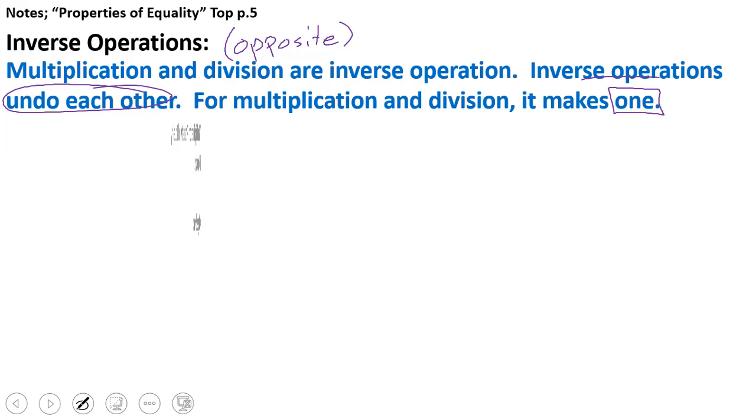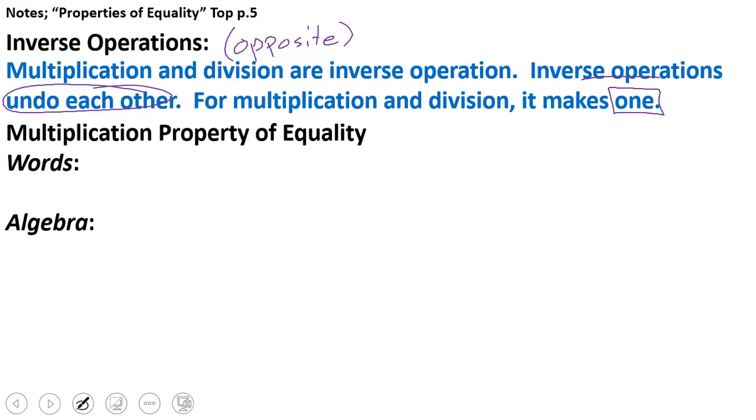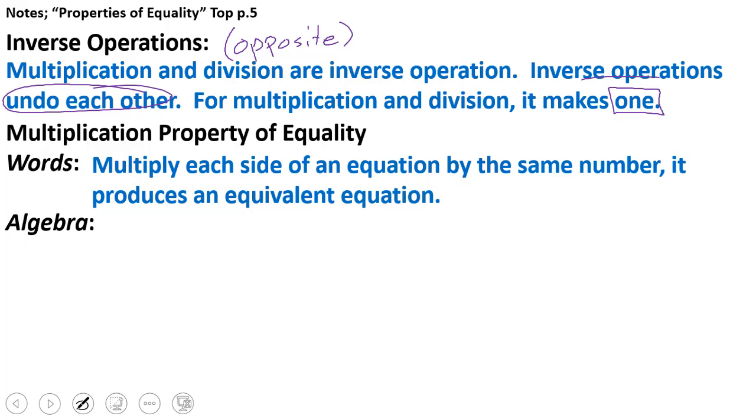We also need those wonderful properties of equality to help us. The multiplication property of equality says that when I multiply each side of an equation by the same number, it produces an equivalent equation. In other words, if A equals B, then A times C is equal to B times C.